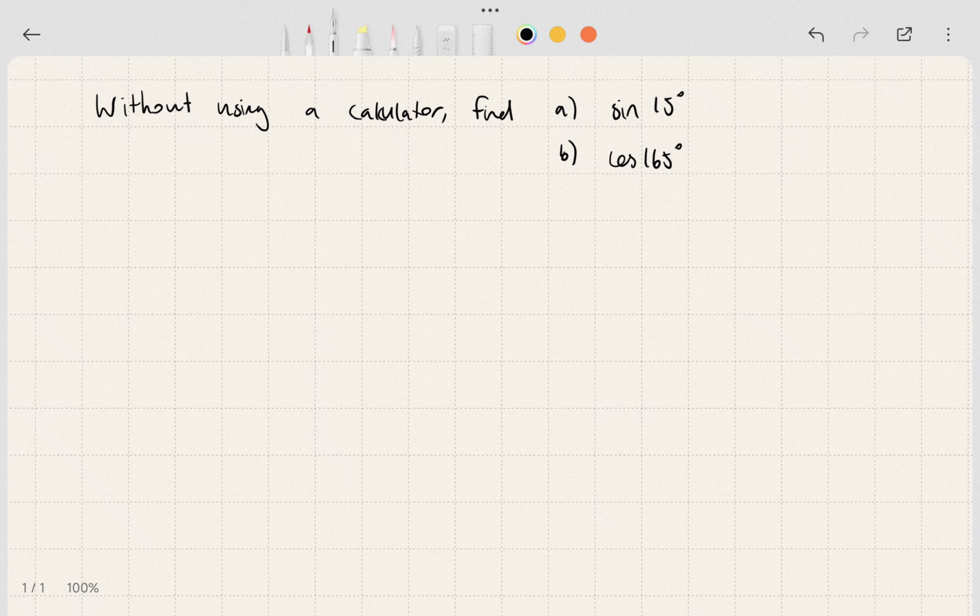Today we're going to go through two very interesting and very basic maths problems. Here we are going to find the exact values of the two trigonometric expressions. So let's get started. The question asks, without using a calculator, find sine of 15 degrees and cosine of 165 degrees. So let's attempt the first problem.